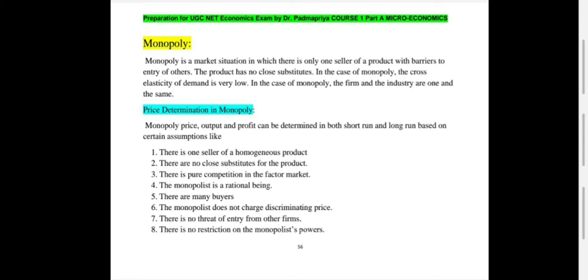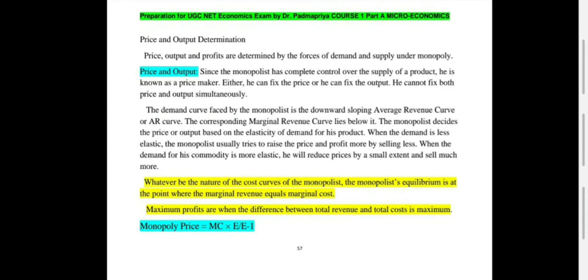So, how do we determine monopoly prices? We have to make certain assumptions like there is only one seller of a homogeneous product, there are no close substitutes, there is pure competition in the factor market, the monopolist is rational, there are many buyers, the monopolist does not charge a discriminating price, there is no threat of entry from other firms and there is no restriction on the monopolist's powers. So, price and output determination. Prices and output, how are they determined in monopoly? It is determined by the forces of demand and supply.